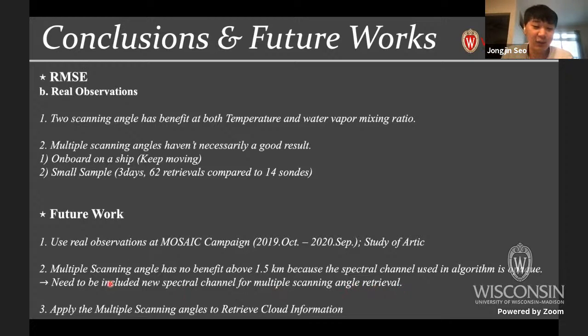And last, we are going to apply these multiple scanning angles to retrieve cloud information, because a horizontally homogeneous atmosphere is likely to happen under cloud conditions, and also cloud is very opaque in the infrared region, so our low scanning angles might have benefit under cloud conditions.